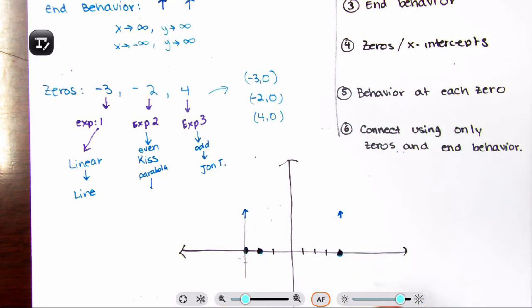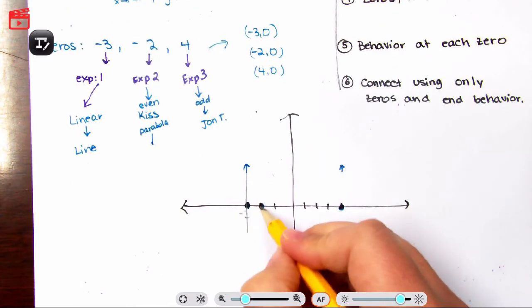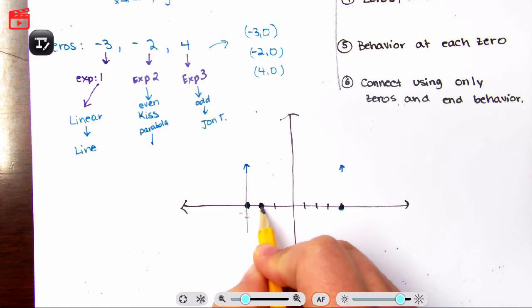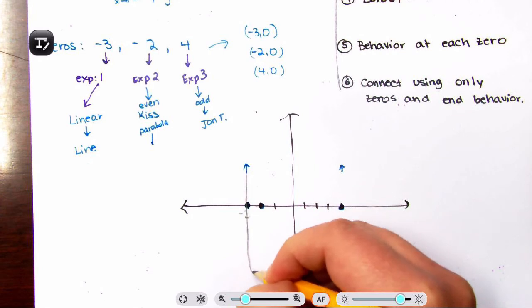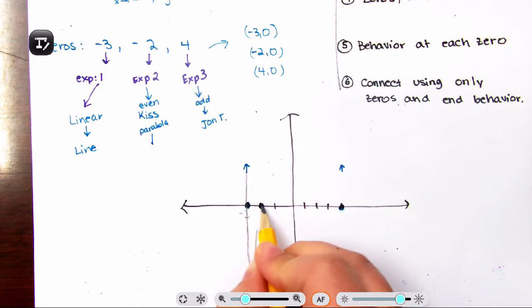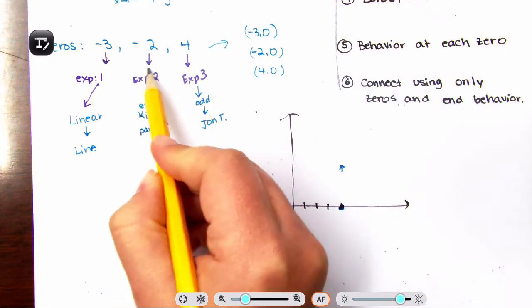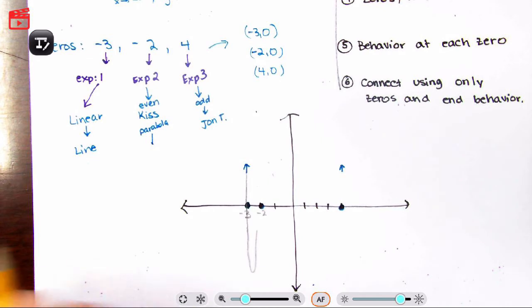Then somewhere around here, we have to go up and touch this other 0, because a 0 means we are touching the x-axis at that point. So how do we get to that point? Well, somewhere here, there's some sort of bend. And then at negative 2, what happens? At negative 2, we have an even bubble, which means we kiss like a parabola. We do not cross. Make sure that you are not crossing for an even bubble.